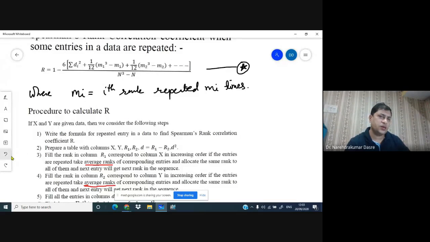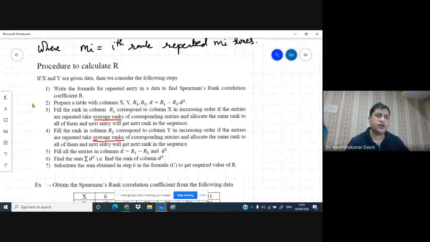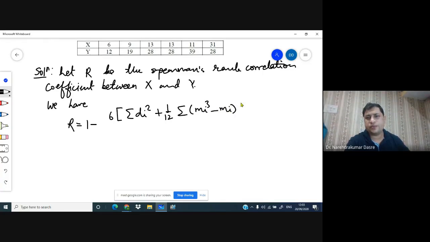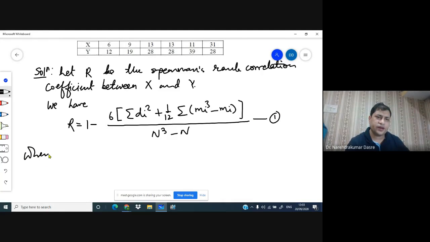The additional term will come, mi. So here we have R is equal to 1 minus 6 times summation di square plus 1 by 12 summation mi cube minus mi, upon n cube minus n. This is equation 1.